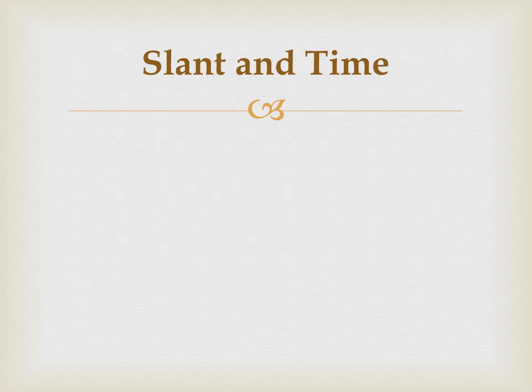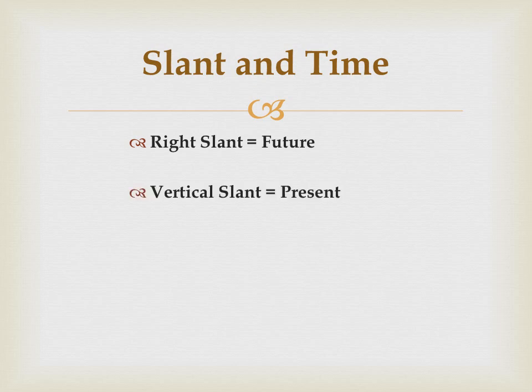Each one of these slants also represents a period of time the writer is most comfortable with. The right slant is associated with the future. The vertical slant is associated with the present. And the left slant is associated with the past.